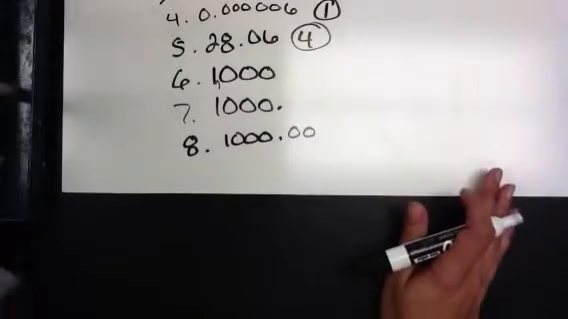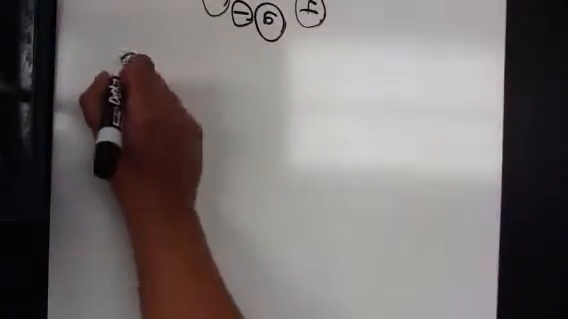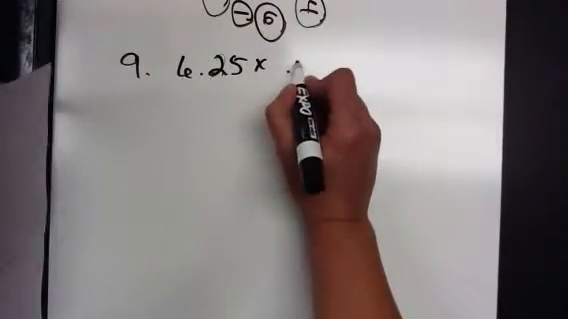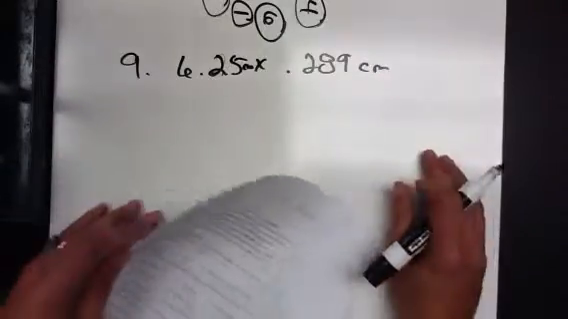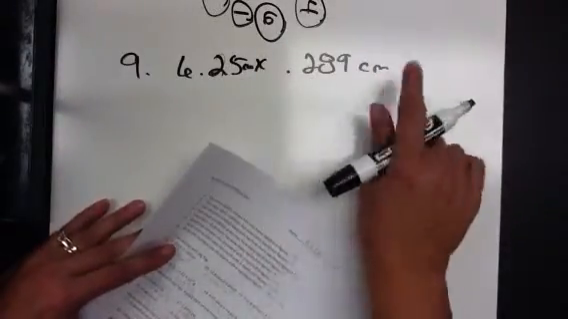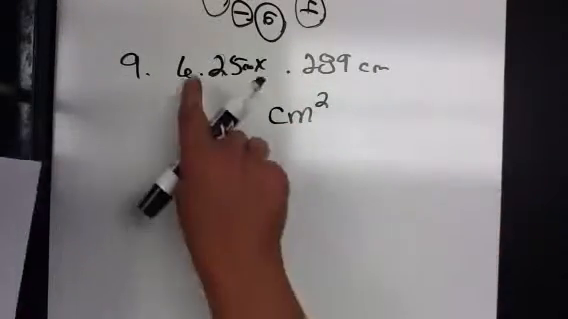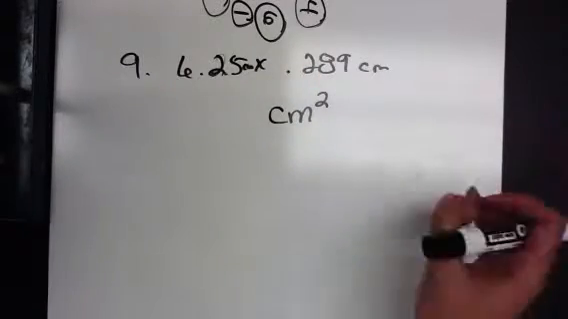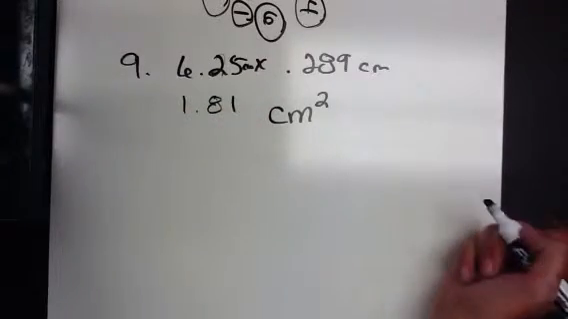The next thing that we're going to do is calculating with sig figs. So we're going to move to number 9. I'm going to move my board here. Number 9 says take 6.25 times 0.289 centimeters. First thing I'm going to do is look at my labels. I'm multiplying 2 dimensions together, so I'm going to have centimeters squared. The other thing is I'm looking at 3 sig figs here and 3 here, and I go with the least amount when multiplying. So my answer comes out to 1.81 centimeters squared.